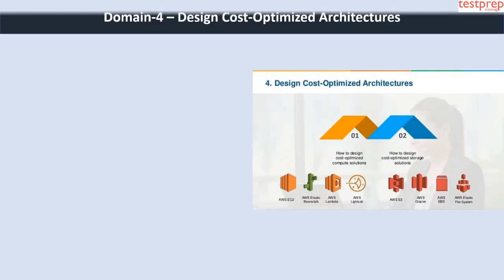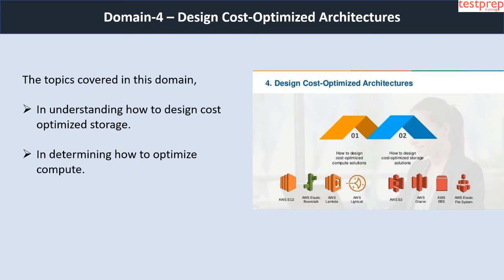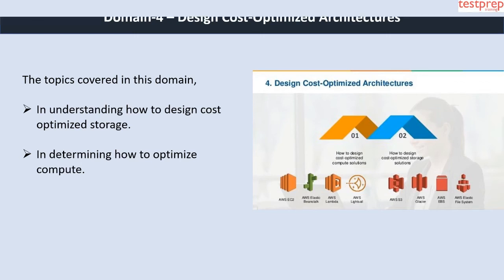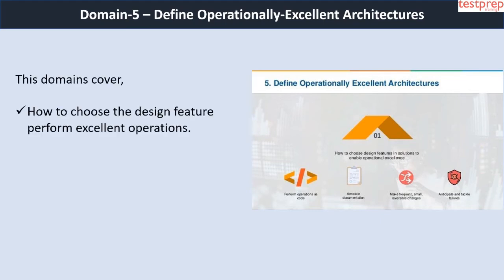Domain 4, design cost-optimized architectures. The topics covered in this domain: First, understanding how to design cost-optimized storage. Second, determining how to optimize compute. Domain 5, define operationally excellent architectures. This domain covers how to choose the design features to perform excellent operations.